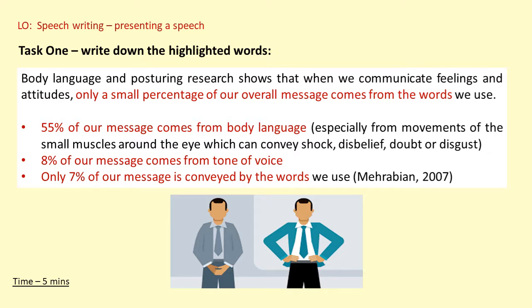So body language and posturing research shows that when we communicate feelings and attitudes, only a small percentage of our overall message comes from the words we use. 55% of our message comes from body language, especially from movements of the small muscles around the eye, which can convey shock, disbelief, doubt, or disgust. 8% of our message comes from our tone of voice, and only 7% of our message is conveyed by the words we use.